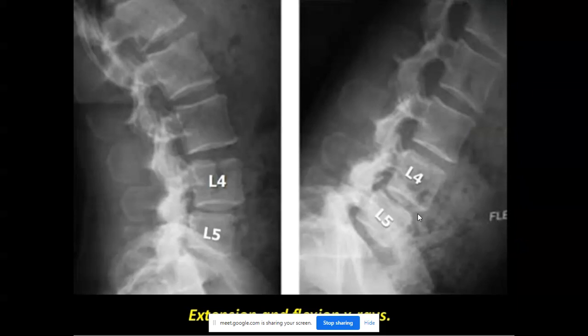So you can see here what is happening during extension and flexion. The picture is visible on your mobile screen, Haniksha and Shweta. Yes, ma'am. Okay.